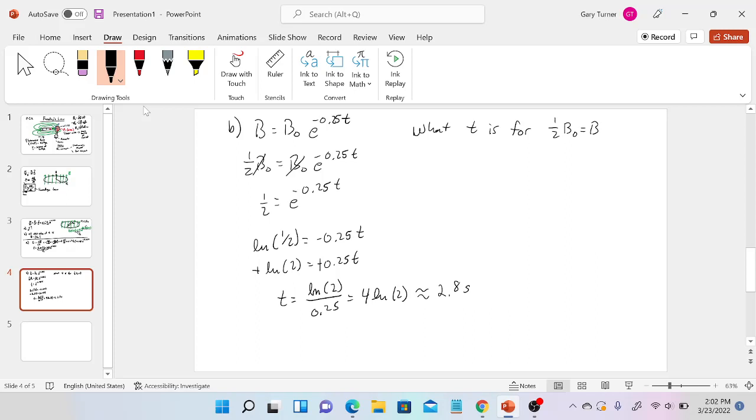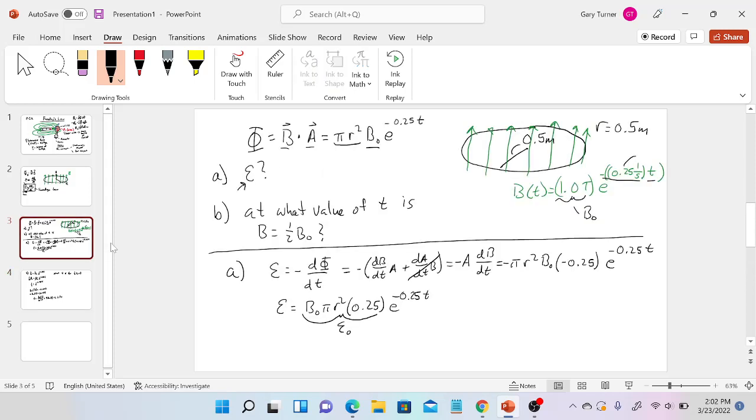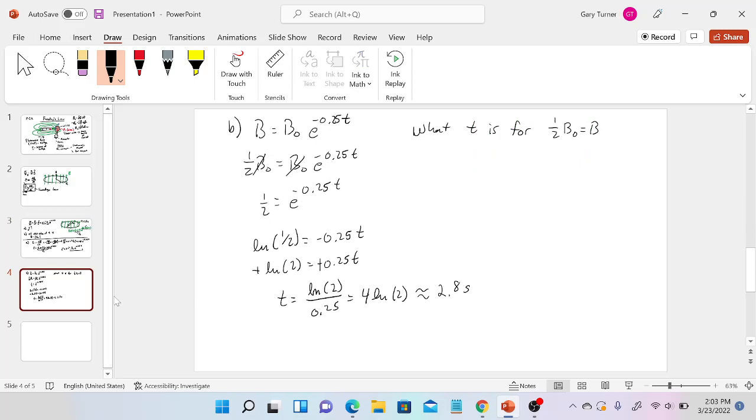But notice, if we come back up here, the expression for E, or the EMF, and if I group my magnetic field terms together like this, you'll notice this is the quantity that appears here. Since that's the only quantity that's changing, my area is not changing, this is also the time for which the electromotive force will have dropped by 1 half its initial value.